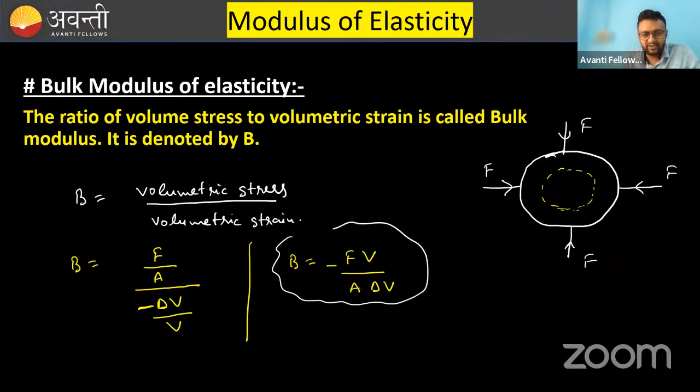where all the symbols have usual meanings. This is a very common line that you can hear: F V over A delta V. What is F? Applied force. V is the original volume. Delta V is the change in volume. A is the area. I think it is clear.